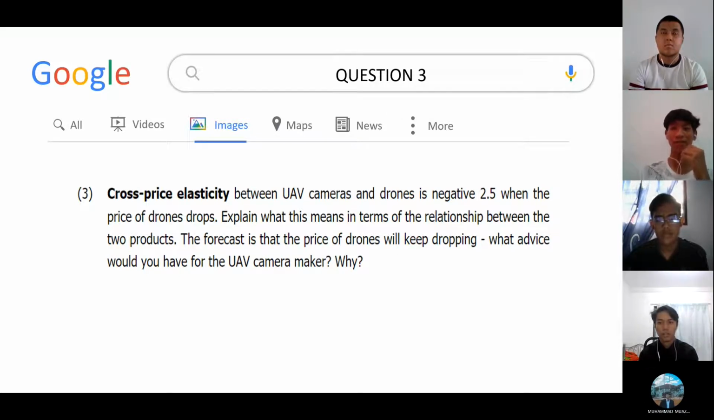Okay. As you can see in the slide, based on what the question needs, the cross-price elasticity between UAV cameras and drones is negative 2.5 when the price of drones drops. Explain what this means in terms of the relationship between the two products. The forecast is that the price of drones will keep dropping. What advice would you have for the UAV camera maker?